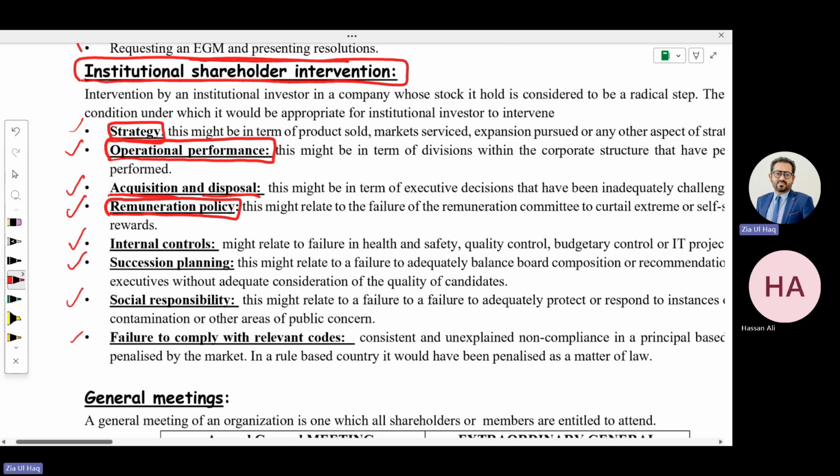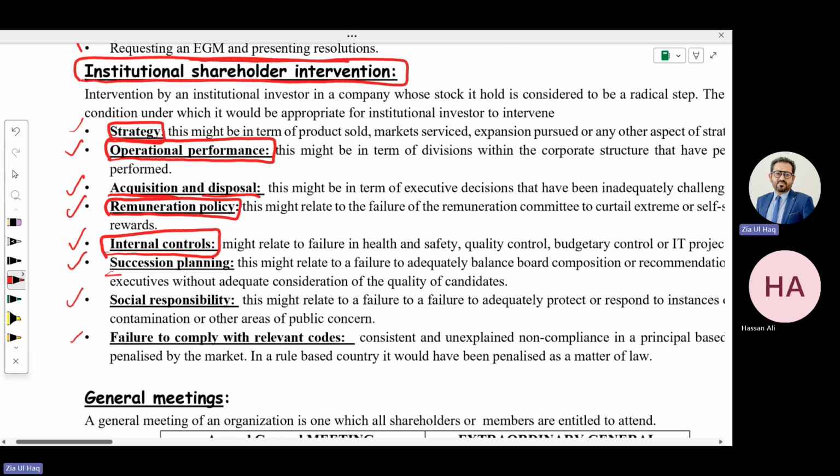They intervene in internal control of the company. Internal control means policies and procedures. If the company's internal control system is poor, they intervene to maintain a good system in the company. Because if a company has a good system, then it can move towards high performance. With a poor system, you cannot achieve high performance.